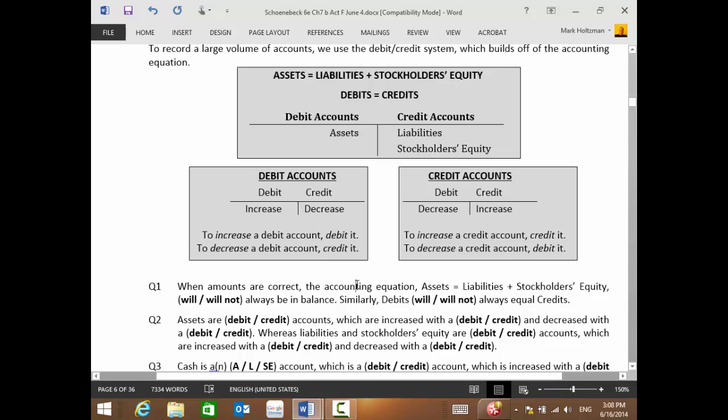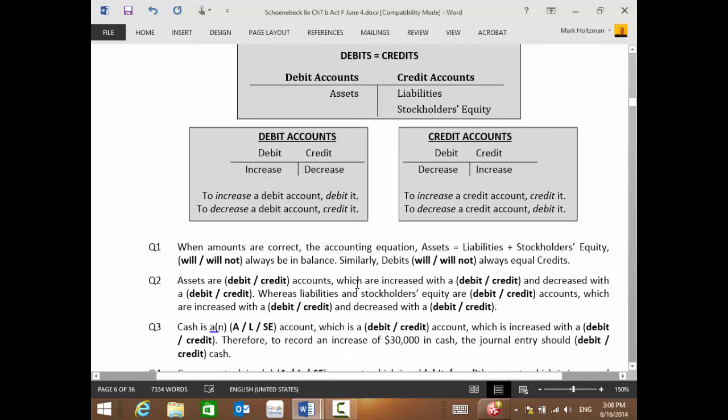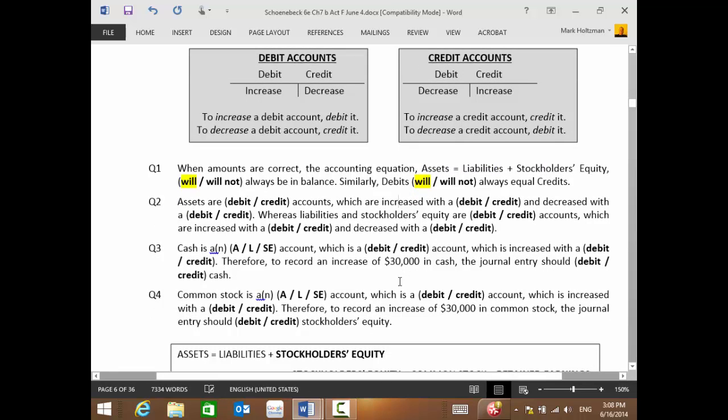So let's answer some questions and then we'll get to the interesting part. When amounts are correct, the accounting equation will always be in balance. Similarly, debits will always equal credits. Now, what I want you to do here is answer the next three questions on your own, and then we'll go over it.